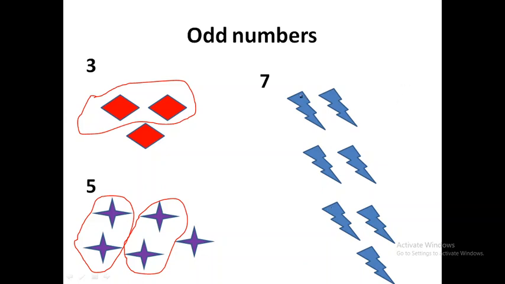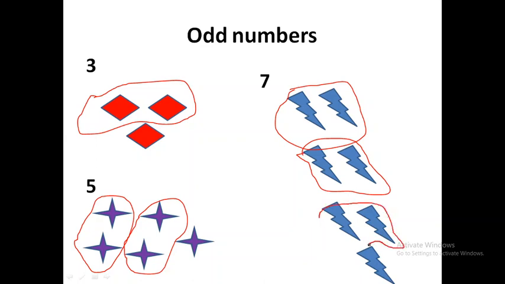Let's continue with number 7, putting them into pairs. Let's group them. Okay, can we see that for number 7 we have 3 pairs, and then we have one lightning left without a partner.